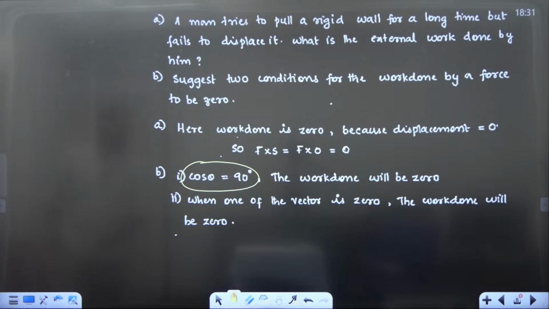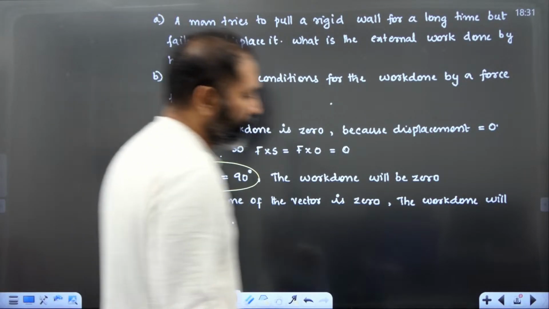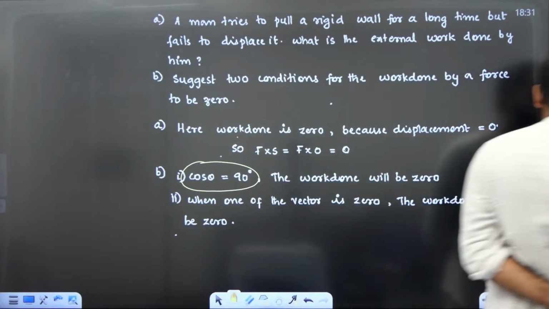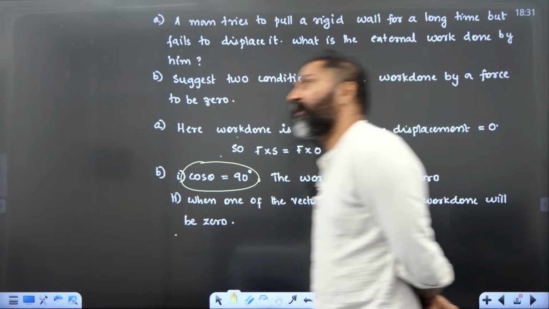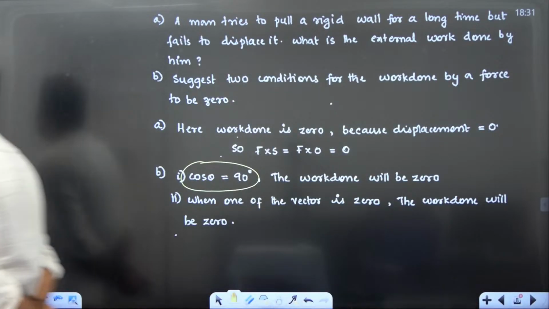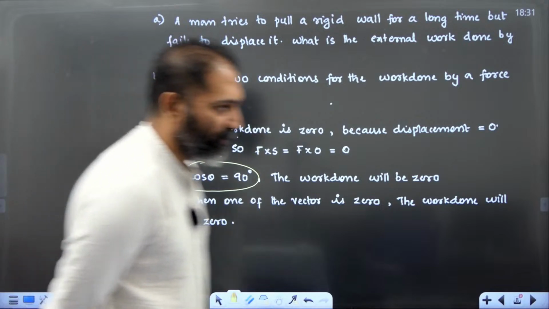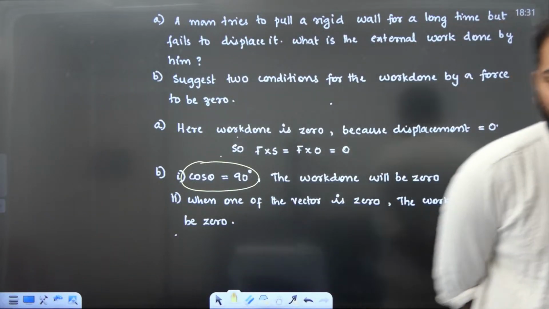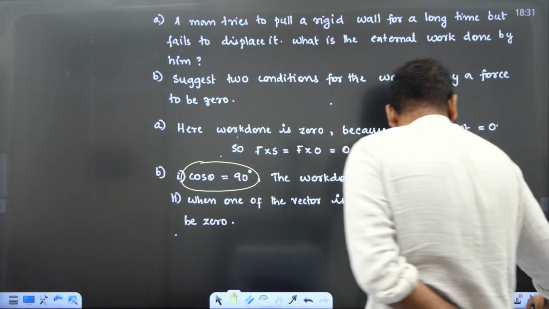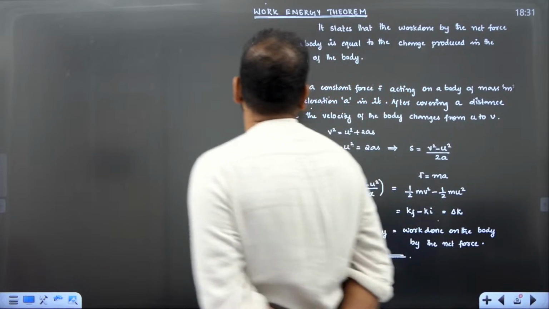Done? Any doubt? Our chapter is named work, energy, power. What is work done? Force vector dot displacement vector. Here we were seeing different types of work done: positive work done, negative work done, zero work done. So next topic, work energy theorem.